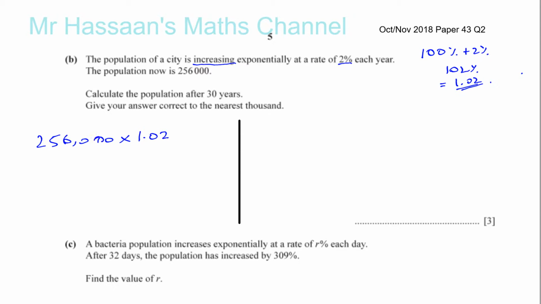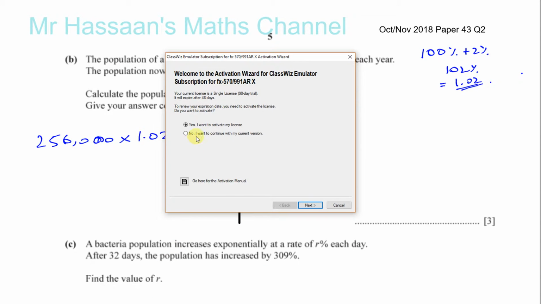So if you think about what you're going to have to do, you're going to have to multiply this by 1.02, this is how much it's going to be at the end of the first year, and then you multiply this again by 1.02 for the second year, and 1.02 for the third year. You'll end up multiplying this 30 times by 1.02. So you end up multiplying by 1.02 to the power of 30, basically. Okay, and that will give you your answer.